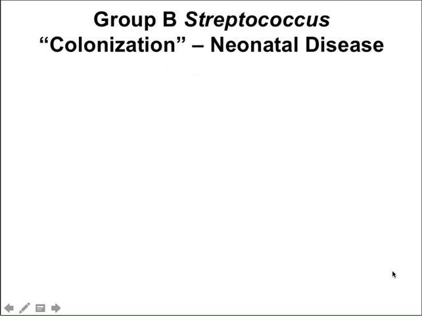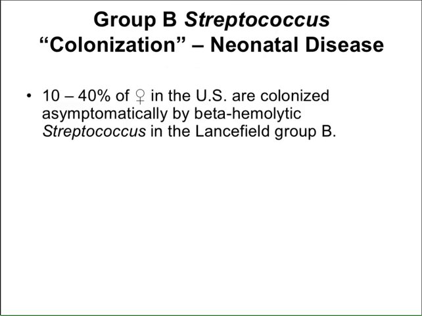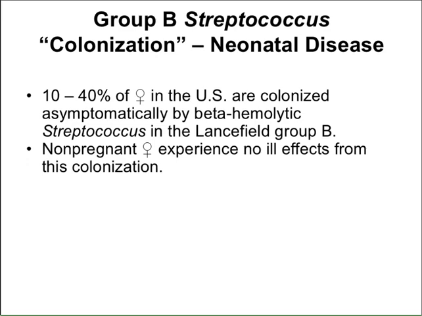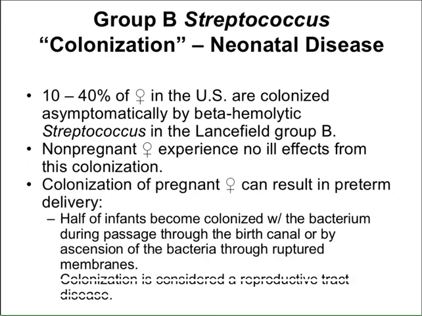Okay, group B strep. 10 to 40% of women in the U.S. are colonized asymptomatically by beta-hemolytic strep. Non-pregnant women experience no ill effects from the colonization. Colonization of pregnant women can result in preterm delivery.